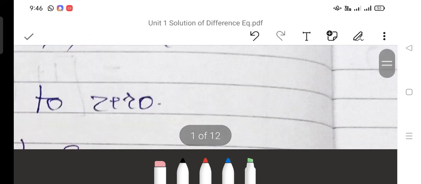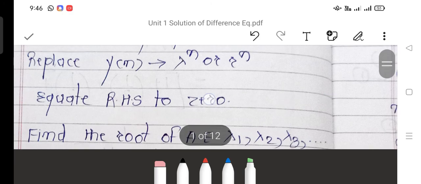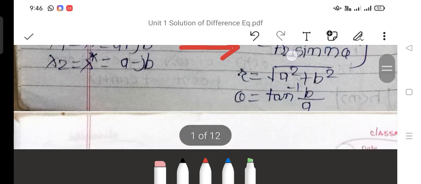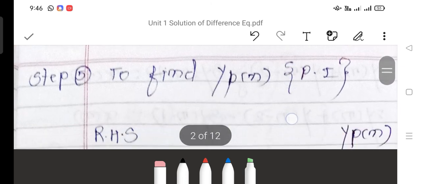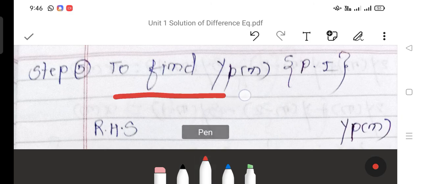In the next part, that is step 5, we have to find yp of n, that is PI. So PI is the particular integral that we have to use in this case. You have done this at the M3 level, the same thing we are repeating. So there is nothing new in it. Only in this case we are using the difference equation.